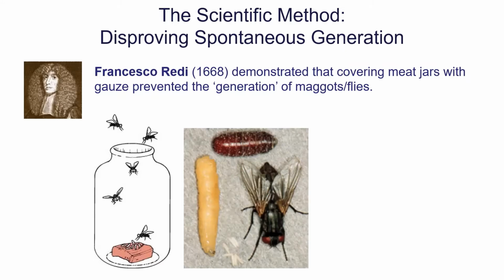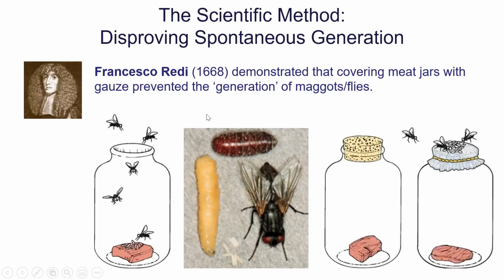So he's like, okay, these things can't be just appearing. There must be something going on. It must have something to do with the flies. So basically what he did is he put the meat in a jar and then covered the jar up. You can see in the second picture here, there's the image of the jar.